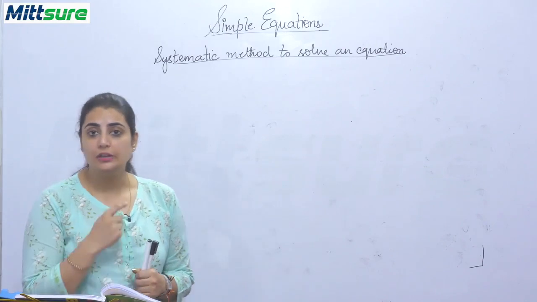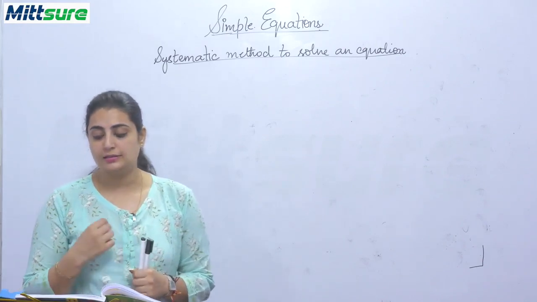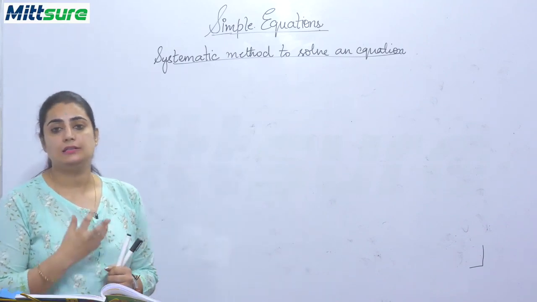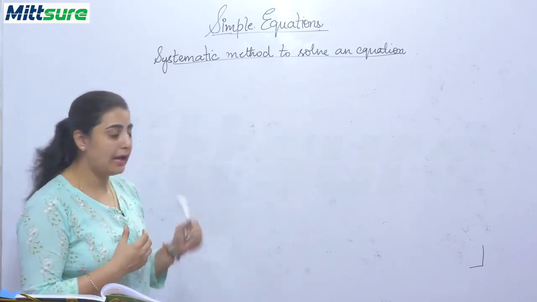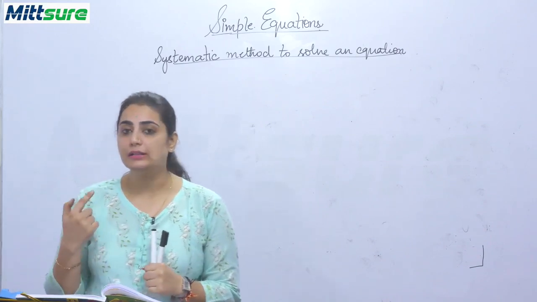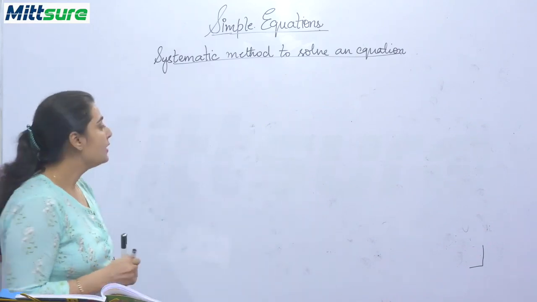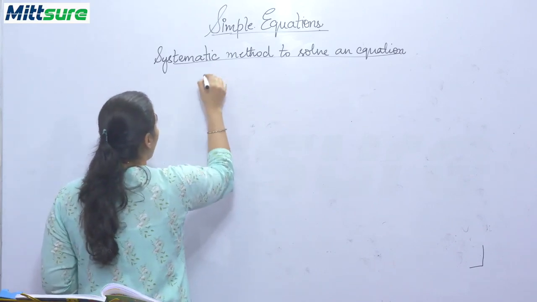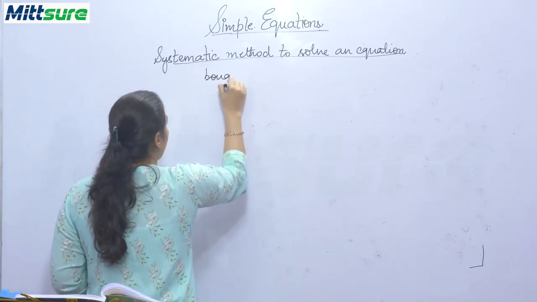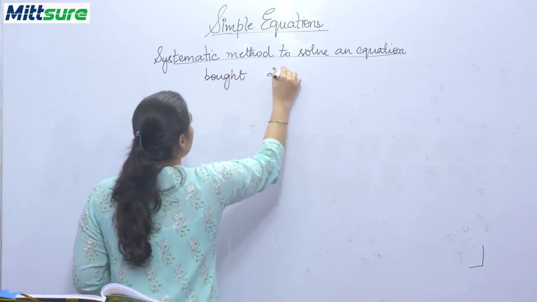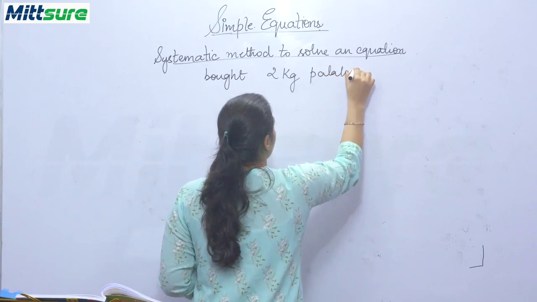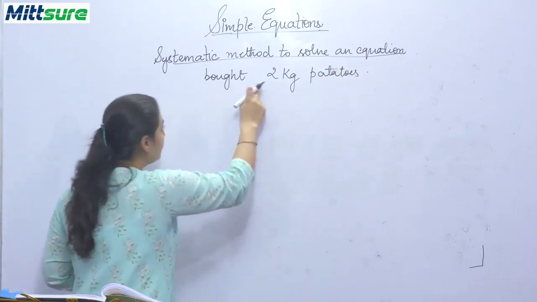So that is why we use this method known as systematic method to solve an equation. Now what is this method actually? For that we will be discussing one example. Suppose you went to the market and you bought 2 kgs of potatoes. Okay, 2 kg potatoes.